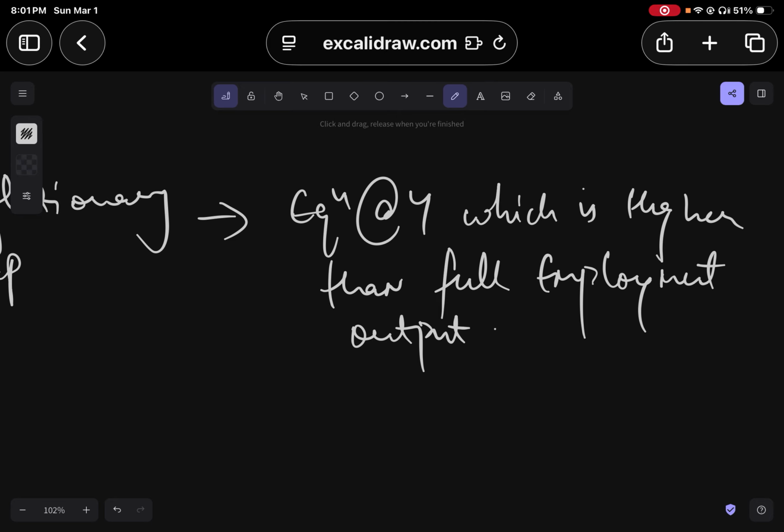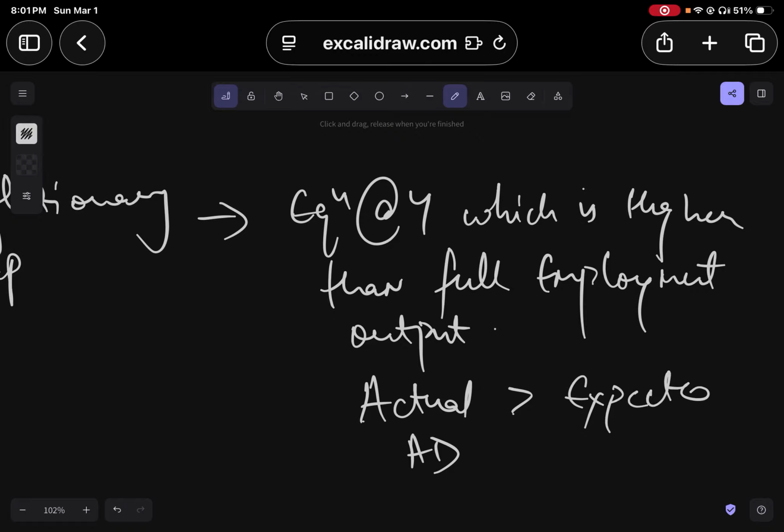In other words, at full employment output, there is excess demand for goods. That is, actual aggregate demand is greater than expected aggregate demand. This was defined as representation of a boom period in which inflation will rise with nominal value of output rising because real output cannot rise beyond YF.